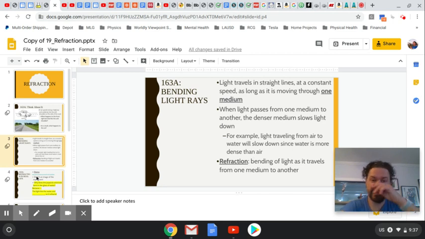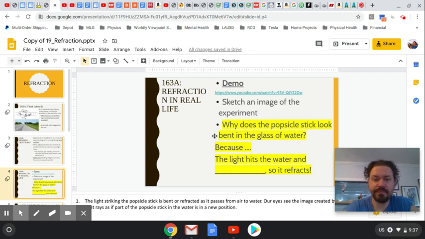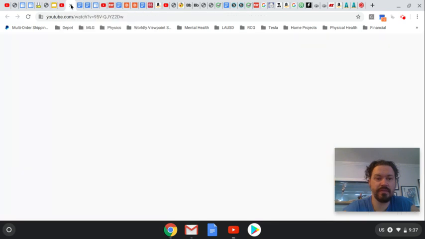And so, I've got a little demonstration. I'm going to ask you to sketch it in your notes, and then say why the popsicle stick looks bent in the glass of water. All right, so just a little review.